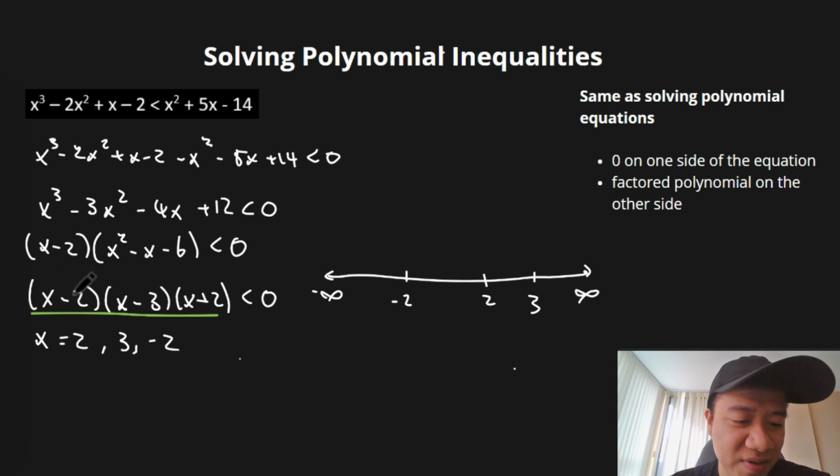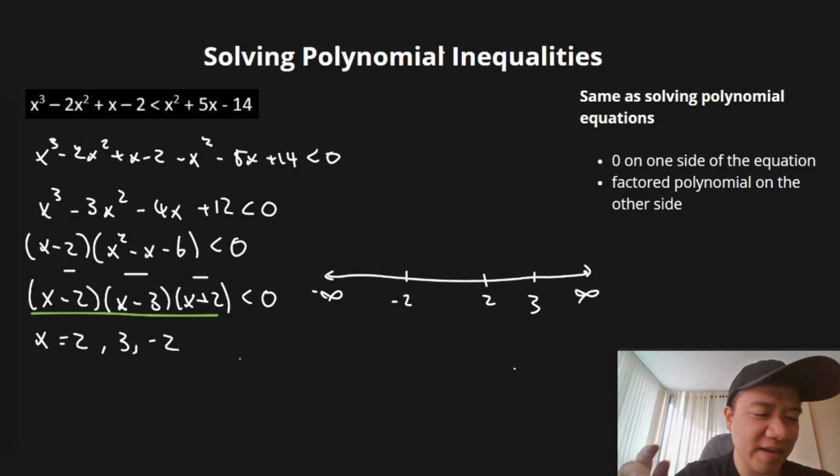So if we substitute negative 3 as x, we have a negative number over here. And then negative 3 minus 3 is some negative number. And negative 3 plus 2 is some negative number. So since we have a negative number times a negative number times a negative number, we have 3 negatives. So overall, the number is going to be negative.